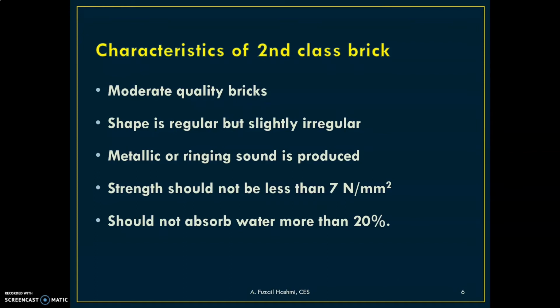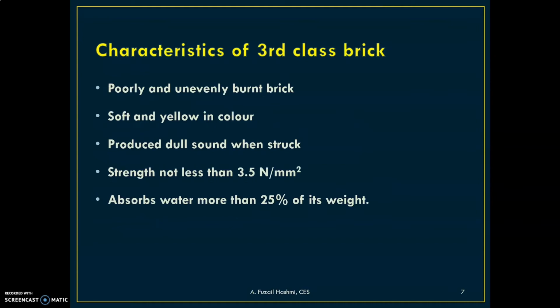Okay, so now move to the characteristics of the third class brick. Third class brick is a very poor quality brick, and it has a soft texture and yellow color. It produces a dull sound when struck with each other, and the strength is also very low, around 3.5 to 5 Newton per mm square. And when this third class brick is immersed in water for about 24 hours, the water absorption is more than 25% of its weight.